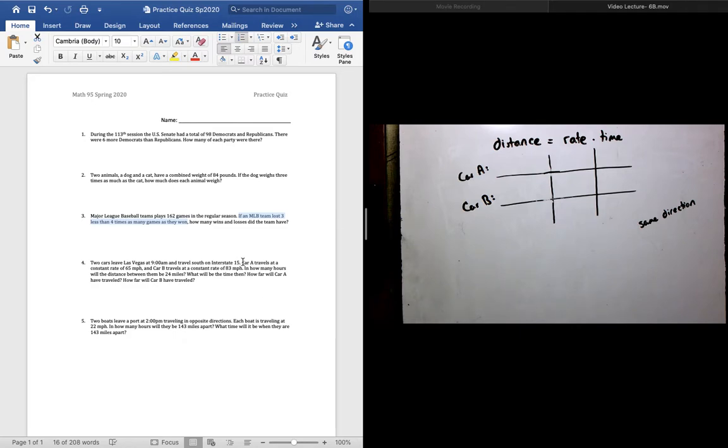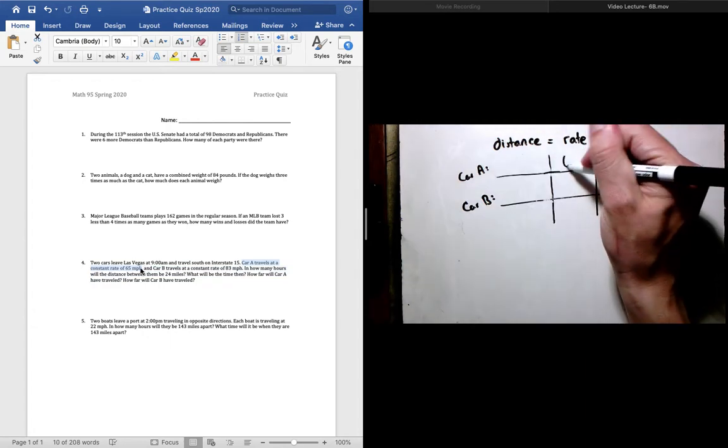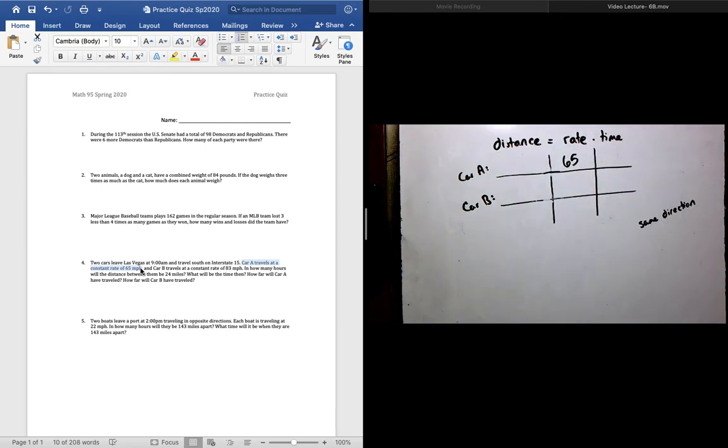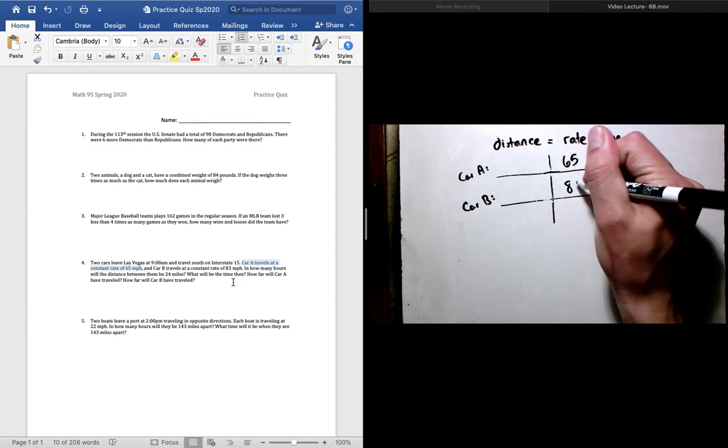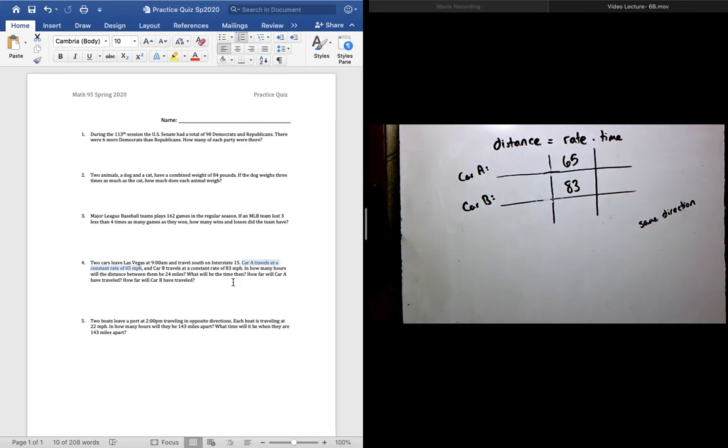In the beginning, it told us car A travels at a constant rate of 65 miles an hour. So for rate and car A, I'm going to put 65. Car B travels at a constant rate of 83 miles an hour. Wow, car B is flying. In how many hours will the distance between them be 24 miles?